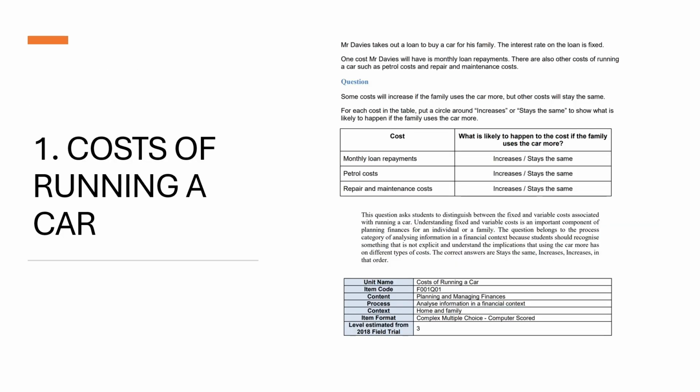The first one is costs of running a car. This question asks students to distinguish between the fixed and variable costs associated with running a car. So it might be a little bit in depth. Understanding these concepts is a very important part of this study and can be very useful for personal life. So this gives students some opportunities to practice financial thinking and understand their current financial literacy status.